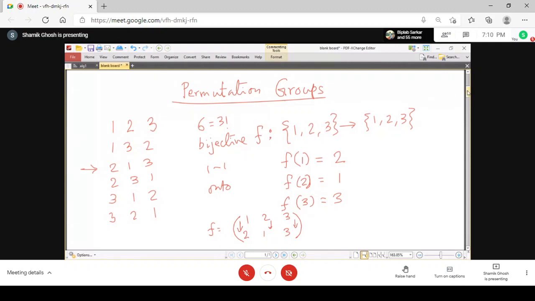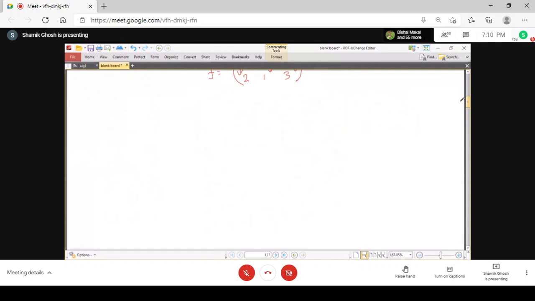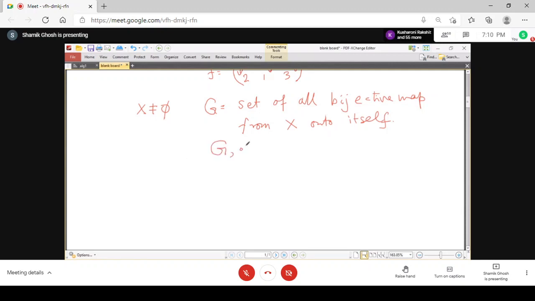Now, in general, if we start with a non-empty set X, and if we collect the set G of all bijective maps from X onto itself, then we can show that the set G under the operation of composition of mappings becomes a group. So let us verify that.